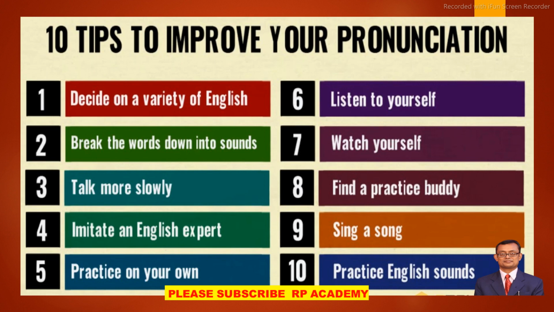Number 4, imitate an English expert. That means you should have one idol. It may be one actor, one actress, your teacher, your newsreader, any anchor, anyone may be your idol. You have to imitate and follow one's pronunciation.